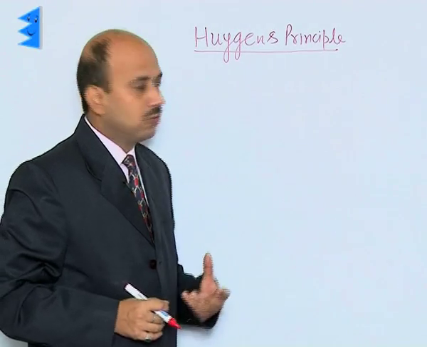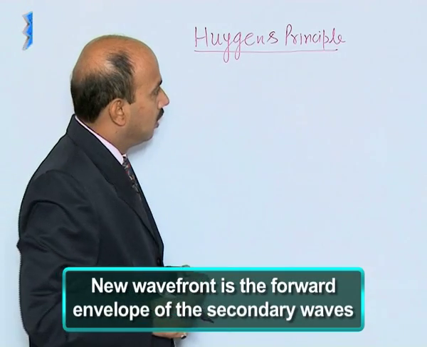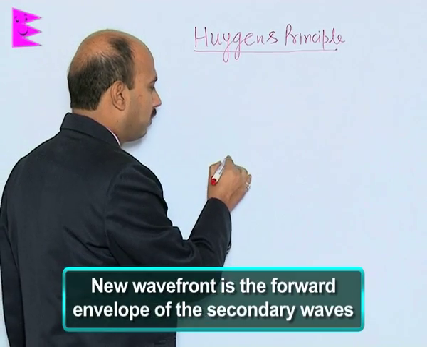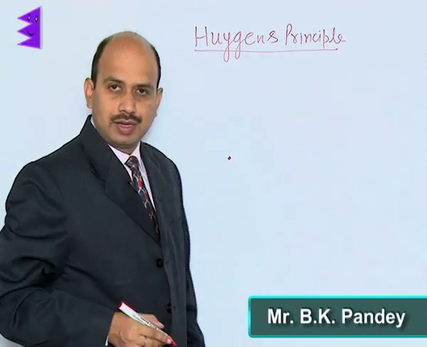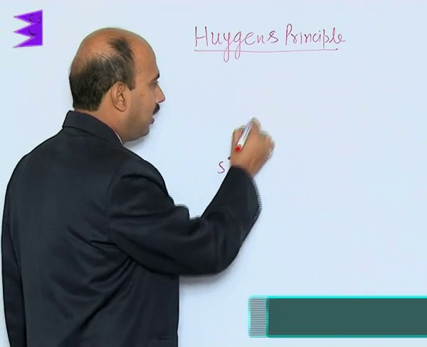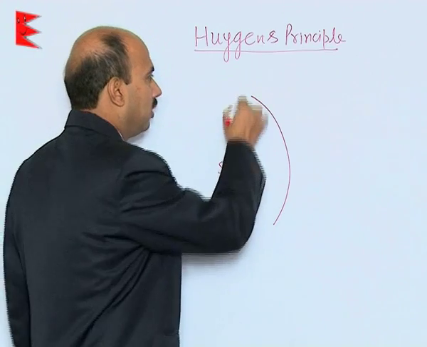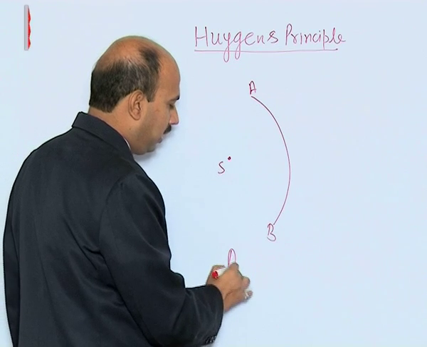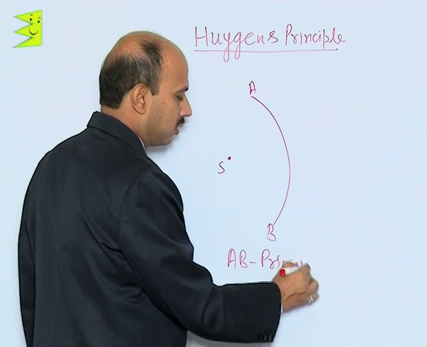Now, see here, Huygens principle is one of the important principles in the wave nature of light. According to this Huygens principle, suppose there is a point source which is emitting radiation in all directions. So, we can take this first one as a primary wavefront. Suppose this is A and B. So, this AB is known as the primary wavefront.